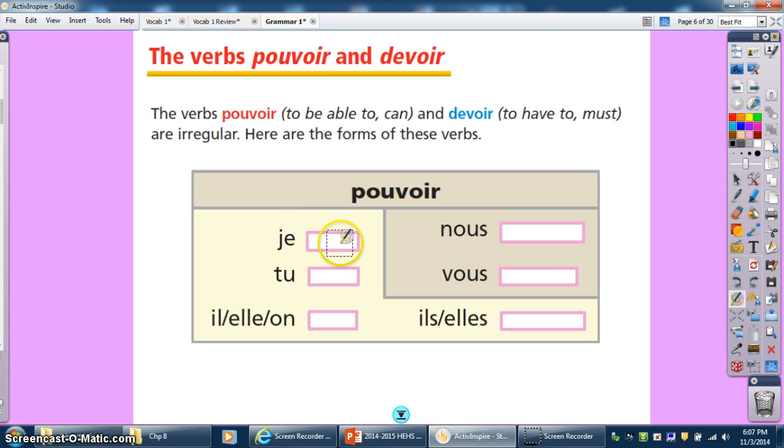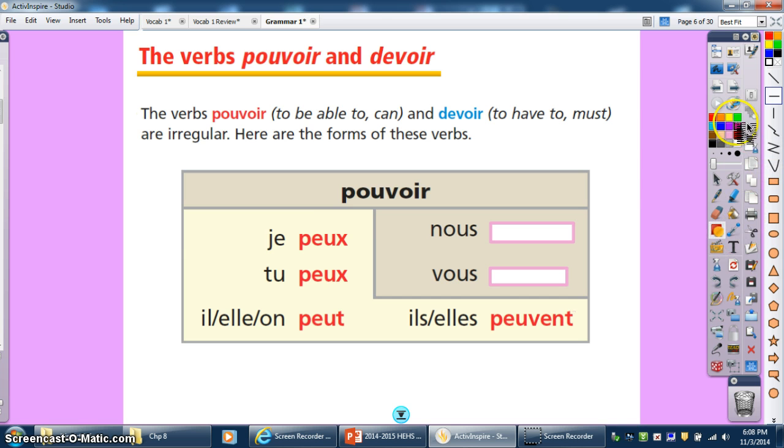So for example, we have je peux, tu peux, il, elle, on peut, and ils ou elles peuvent. So what do you notice all four of those have in common? Right, the PEU. P, P, P, and P, V, PV.